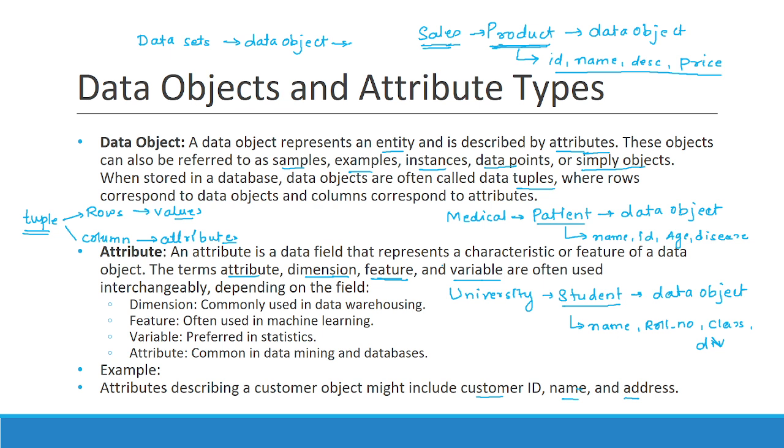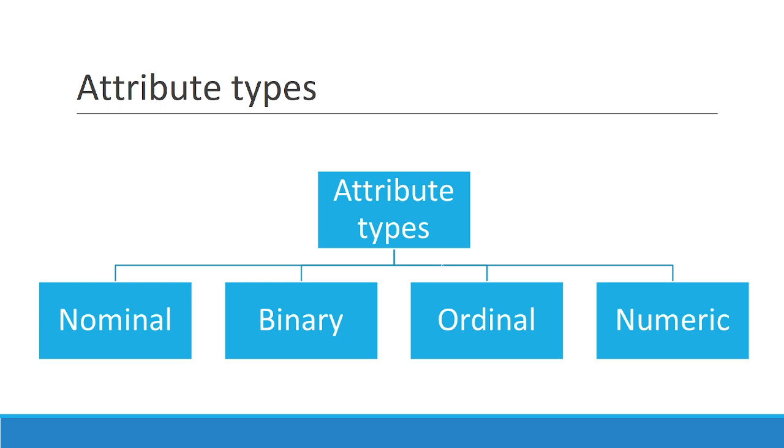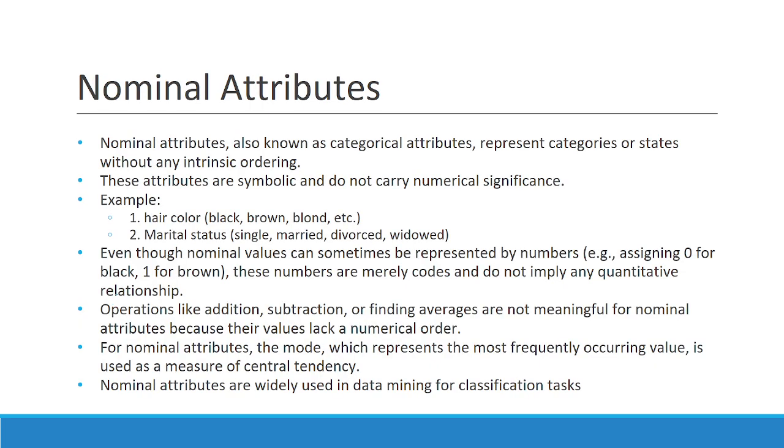I hope you understood this concept. Let us move further. Next we'll see types of attributes. We have 4 types: nominal, binary, ordinal and numeric. We will see them one by one. First we'll see nominal attributes.